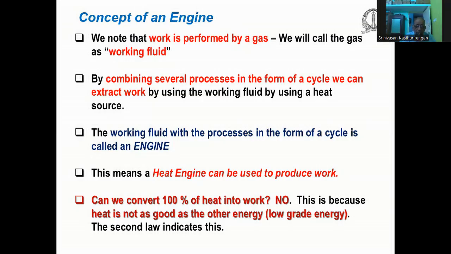And what is an engine? An engine is nothing but a gas undergoing a cycle of operations such that it always comes back to its initial state. Since it is taking heat as the input for its working, we call it a heat engine. And this heat engine can now be used to produce work.